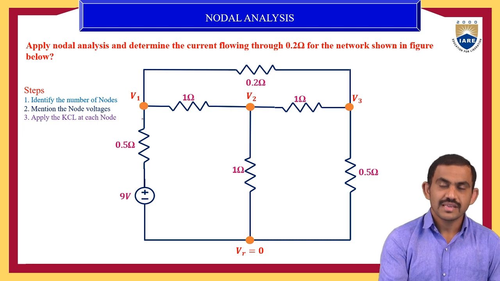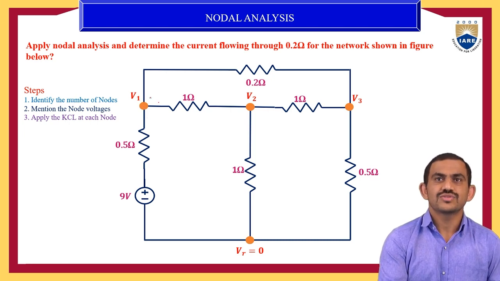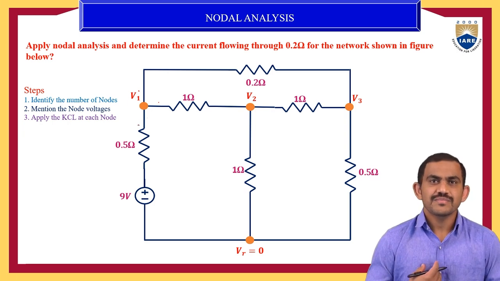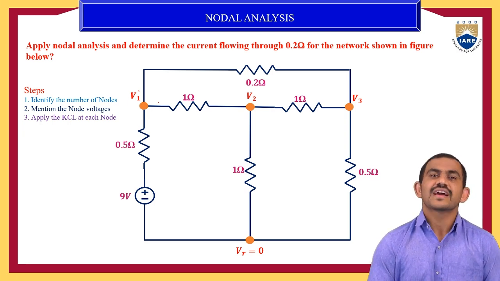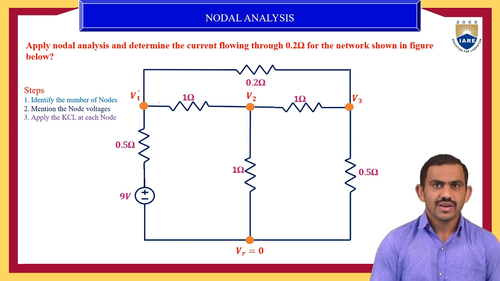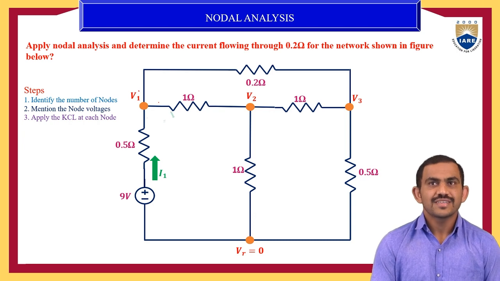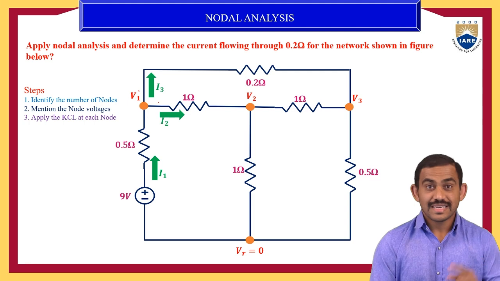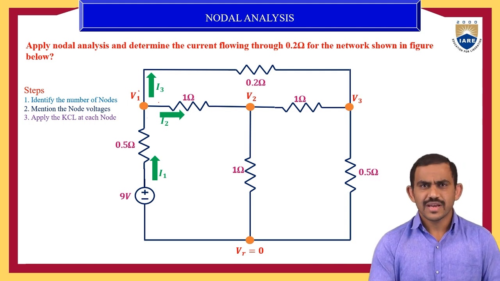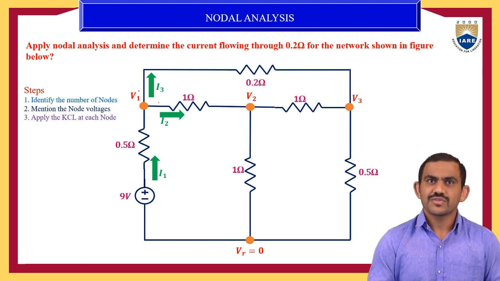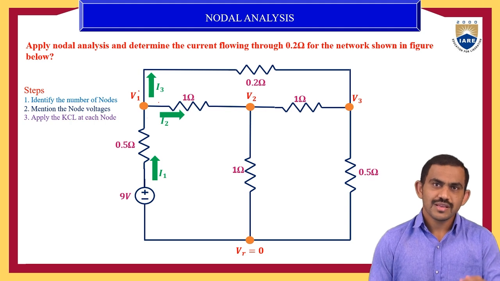Suppose V1 is here. Here I have 3 branches, 1, 2, 3, and for these 3 branches I need to know the currents. So I give my own names: I1, I2, I3, or I3, I4, I5, your wish. I have I1 given in the upward direction, and I2 and I3. The direction is also your wish. At last the answer is the same. If you give the reverse direction, you will get a minus value; if you give the right direction, you will get a positive value. No need to bother about the directions. You need to follow the steps.